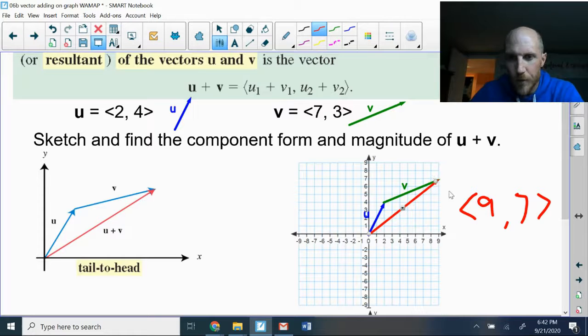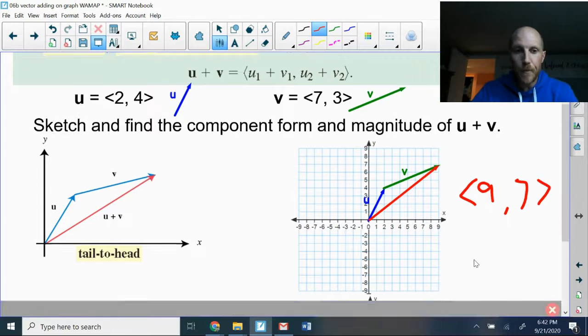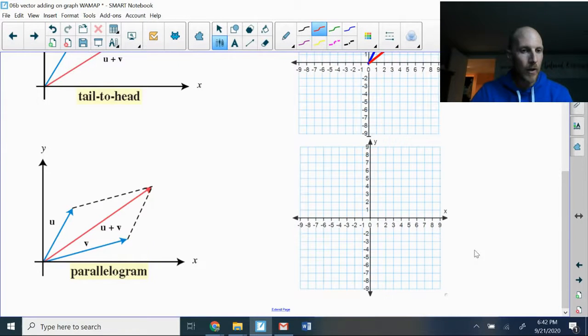I'm drawing a tiny bit off there. That looks better. Okay. So there's tip to tail or tail to head. The second approach for graphing vectors is using what's called the parallelogram method.